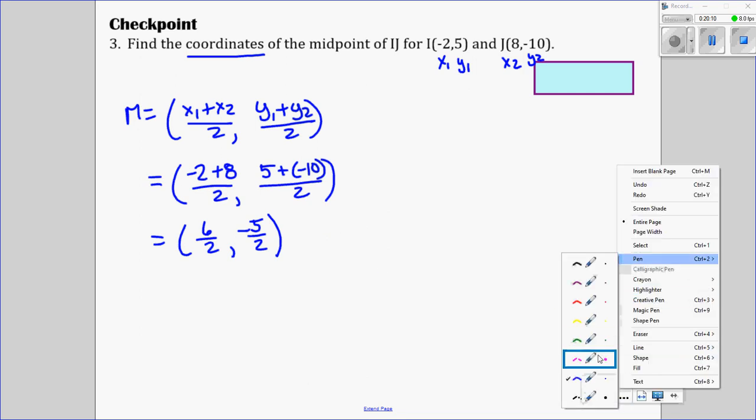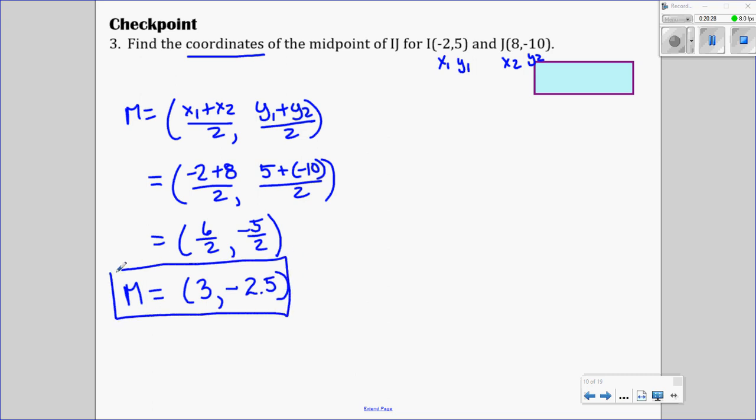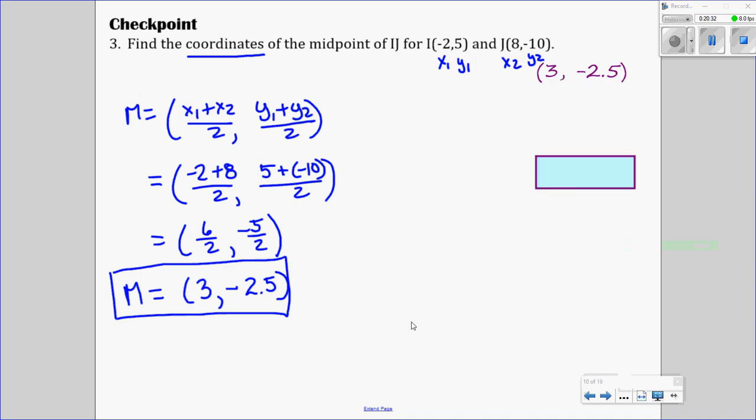And then you got m equals 3. And then if you want to leave it as a fraction, you could. Or you could just put it as a decimal. And see how I have it in coordinate form. So if you left it as a fraction, 3 comma negative 5 over 2, that's fine. If you have it in decimal form, that's fine too.